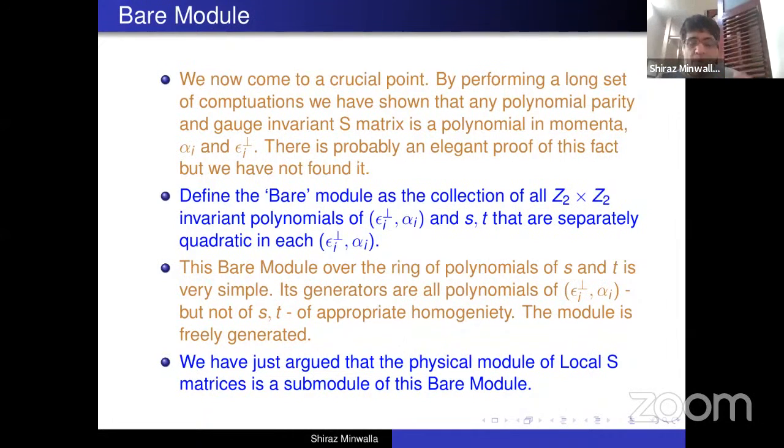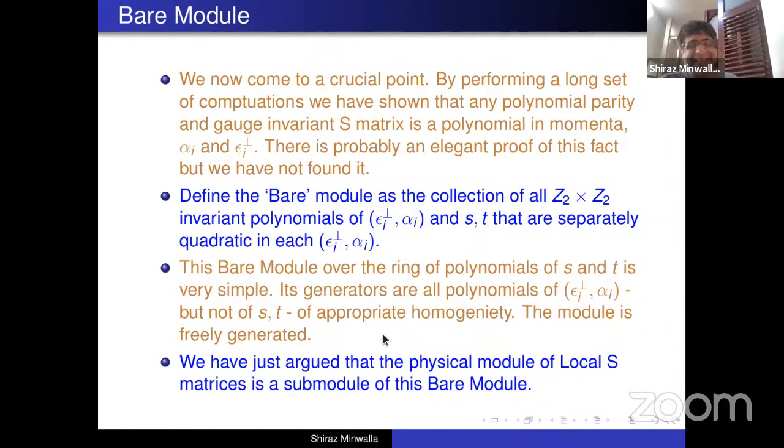Okay. What we've managed now to do is to distill our scattering amplitude in terms of purely free data. These epsilon perpendiculars and alphas are free data. They can be freely specified to specify scattering amplitudes. Okay, there are no further constraints on the data.